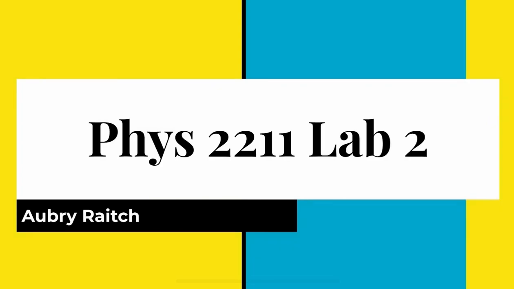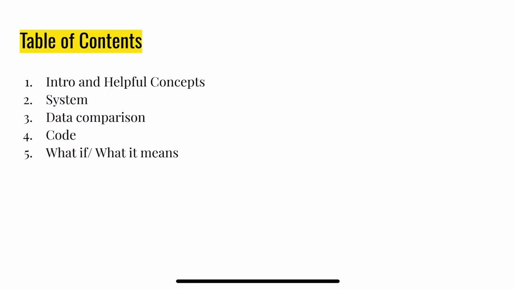My name is Aubrey Rach, and this is my Physics 2211 lab number 2, analyzing the motion of a falling object. So to get started, we're going to go to the intro and some helpful concepts to know, and then we'll break down the system and the forces. Then we'll jump into our data comparison, and then look at the code for our computational model, and then we'll tackle some what-if questions at the very end.